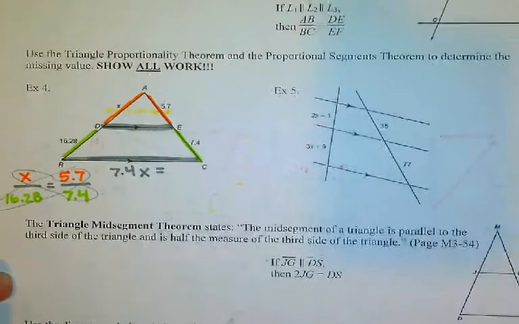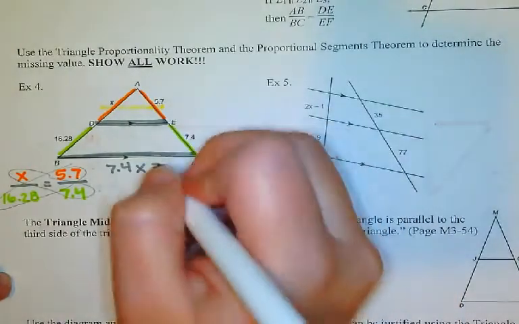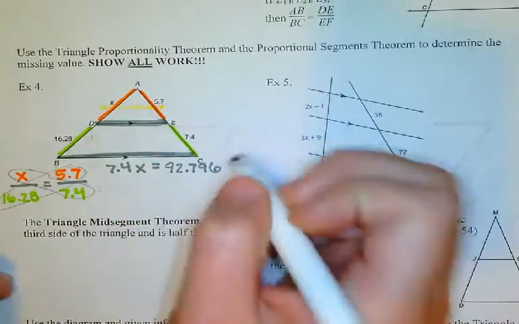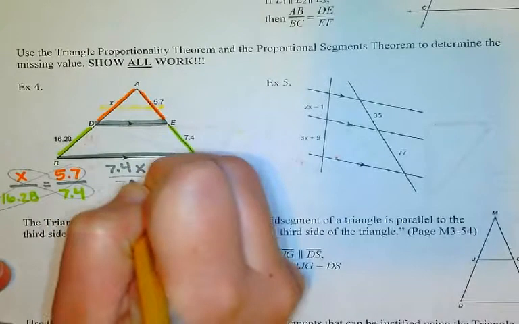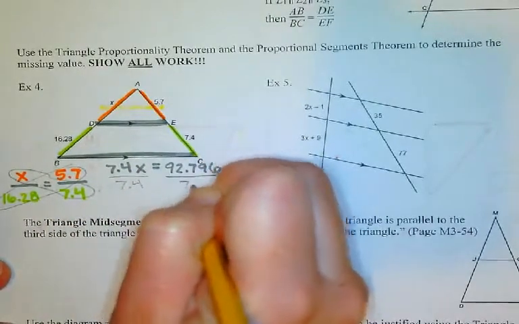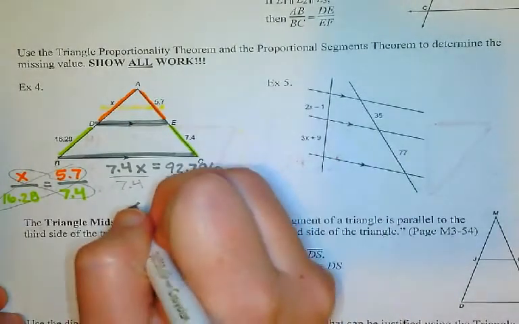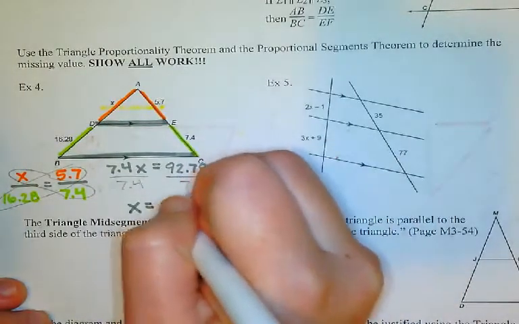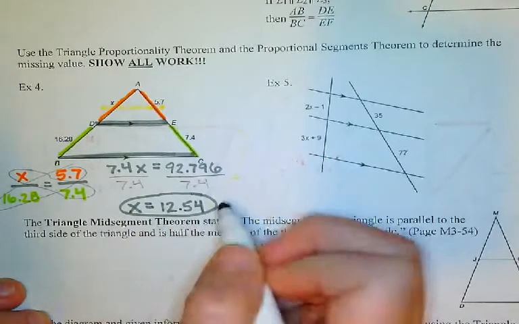92.796. Okay, that's not too long of a decimal, so I'm going to leave it as exact for right now. That's not that long of a decimal, and I want my answer to be as exact as possible. So now I'm going to divide by 7.4, and we get x equals 12.54. Alright?